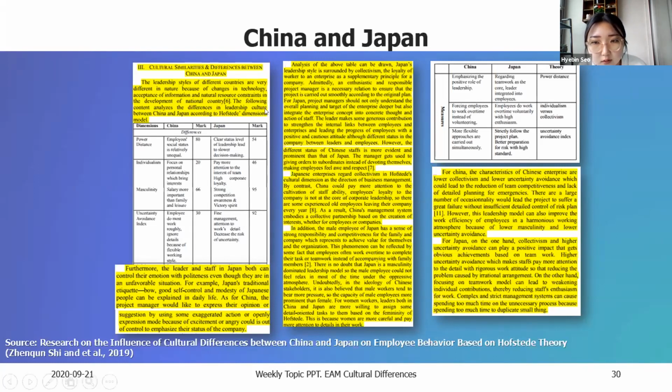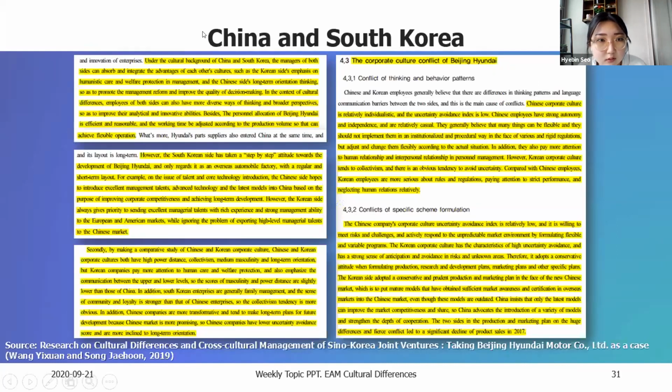And then I found a journal which compares China and South Korea. This comes from the research on cultural differences and cross-cultural management of Sino-Korean joint ventures, taking Beijing Hyundai Motor Corporation as a case.